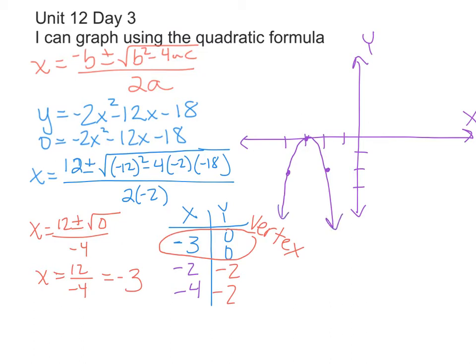Okay, so it's just another example of how to use the quadratic formula and a table to graph. But this time, it's when there's only one x-intercept, and the vertex is on the x-axis.